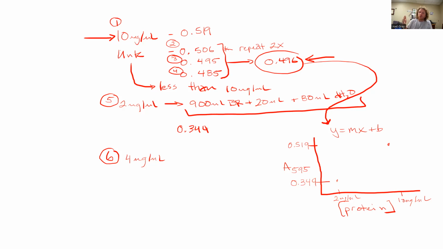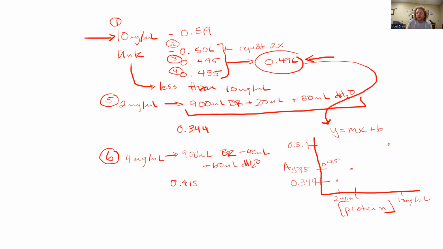So we want to get closer and closer and closer to our unknown. So let's do 4 micrograms per microliter. What that is going to consist of is 900 microliters of your Bradford plus 40 microliters of the known plus 60 microliters of DH2O. So let's say hypothetically that gets you an absorbance of 0.415.